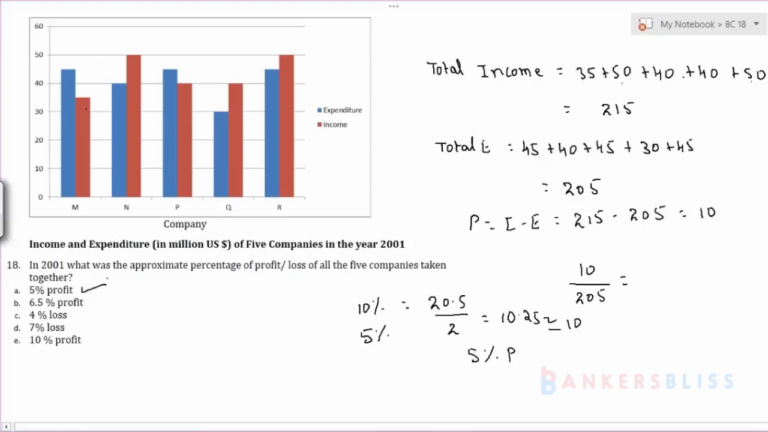So option A is the right answer. They have asked us to calculate the approximate value. The actual value we should get is 10, but if we calculate 5%, we are getting 10.25, very near to 10. Therefore, option A is the right answer for problem number 18. Let us go to the next problem, problem number 19.